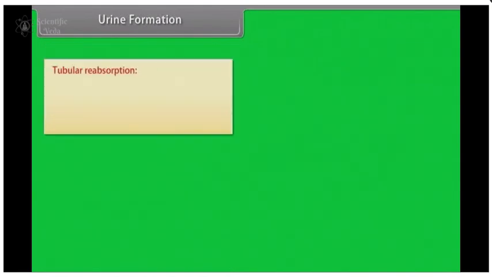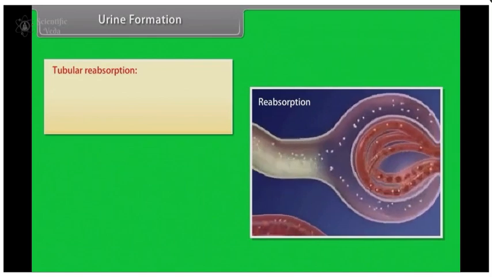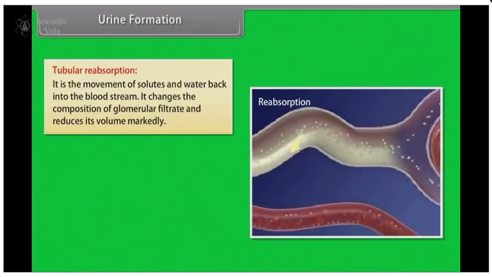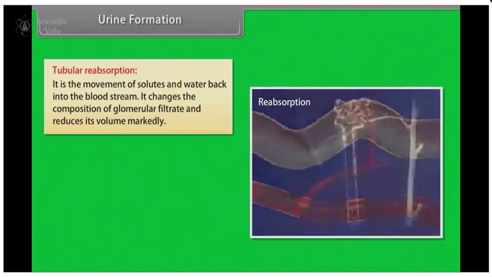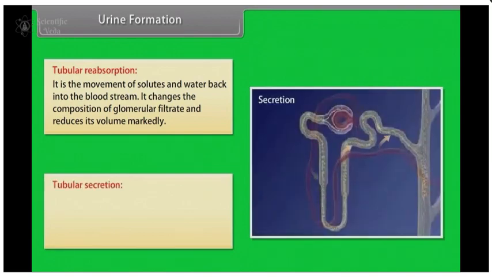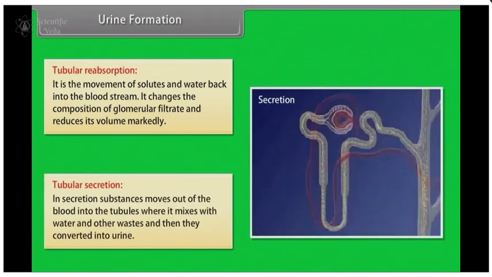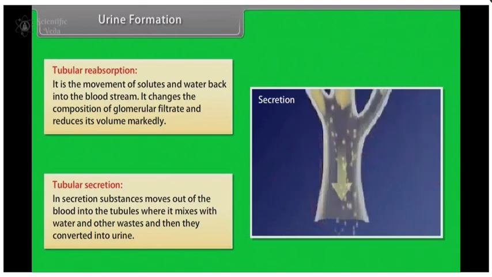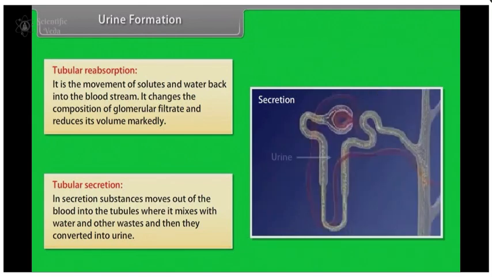Second is tubular reabsorption. It is the movement of solutes and water back into the bloodstream. It changes the composition of the glomerular filtrate and reduces its volume markedly. And the third is tubular secretion. In secretion, substances move out of the blood into the tubules where they mix with water and other wastes, and then they are converted into urine.